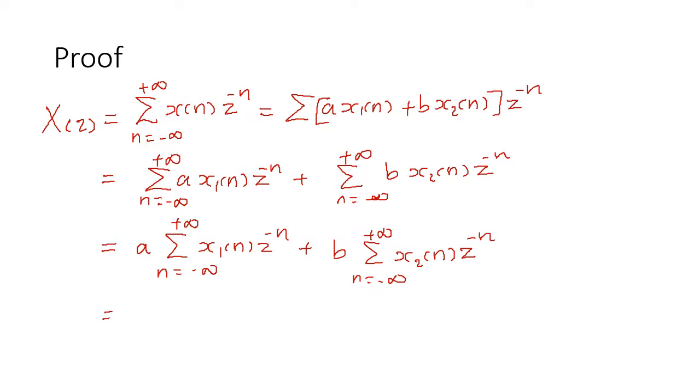Now, by definition, summation n equal to minus infinity to plus infinity x1 of n z raised to minus n is nothing but x1 of z, and summation n equal to minus infinity to plus infinity x2 of n z raised to minus n is nothing but x2 of z. So our x of z is nothing but a x1 of z plus b x2 of z. So we have proved.